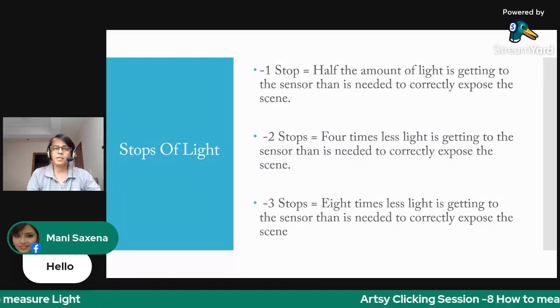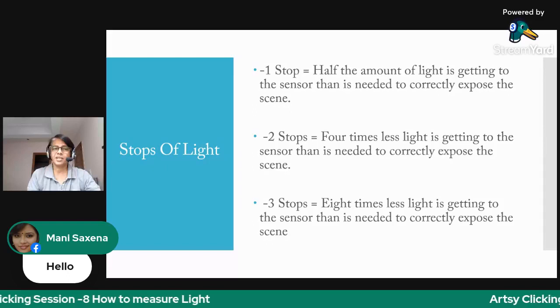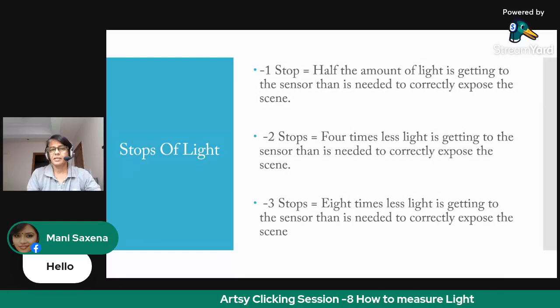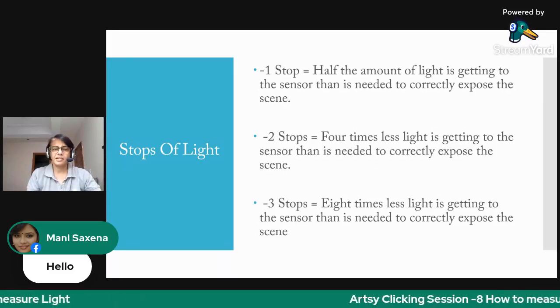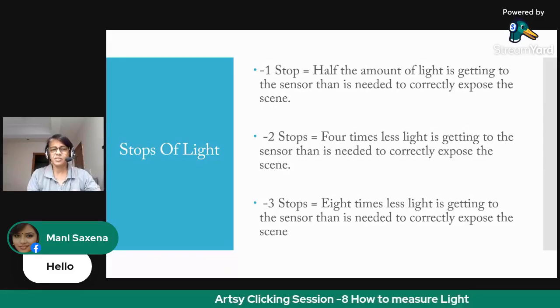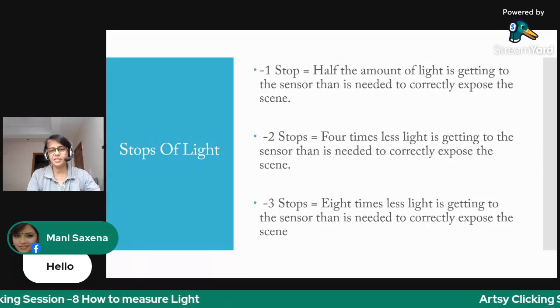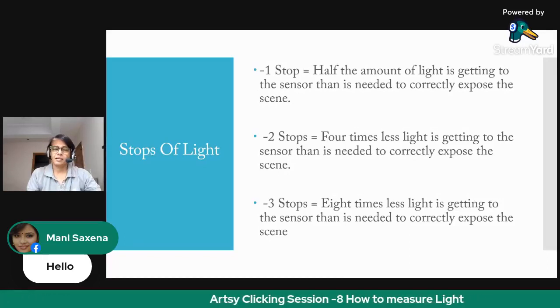So -1 stop is half the amount of light reaching inside the camera and reaching the sensor than is needed to correctly expose and recreate a scene. -2 stops is 4 times less light getting to the sensor than is needed to correctly expose and capture the scene. -3 stops means 8 times less light is getting inside the sensor and reaching the sensor than is needed to correctly expose and get the right exposure onto the sensor.